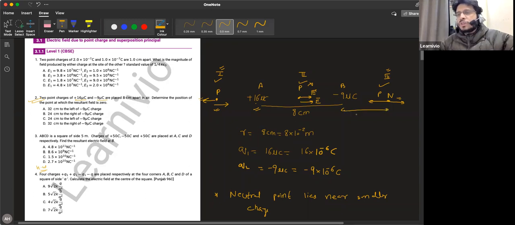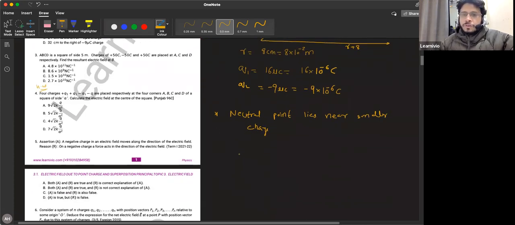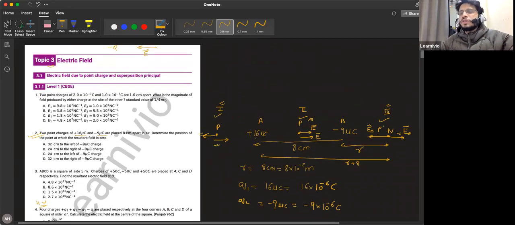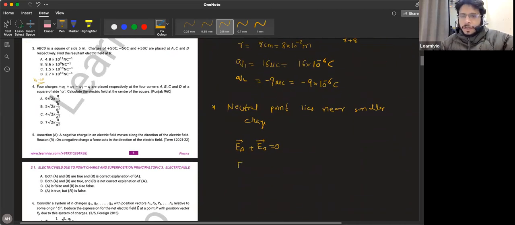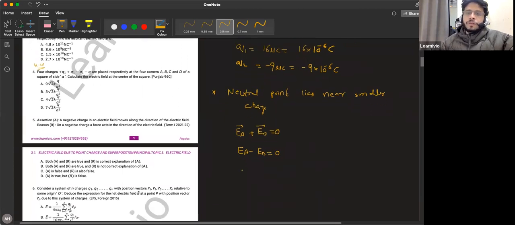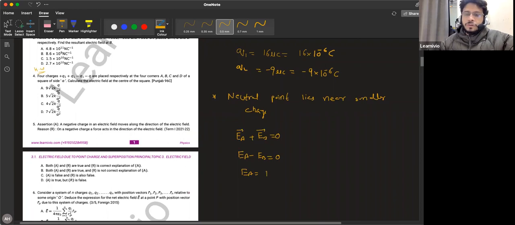Let's call this separation R. Let's call this separation R plus 8. Net field at this point is 0. Due to the charge at A, this is the direction of field. Due to the charge at B, this is the direction of field. So net field is 0. That means field due to charge at A plus field due to charge at B is equal to 0. Since both the fields are acting in opposite directions, they will get subtracted. So EA minus EB will be equal to 0. Then you have EA, which is equal to E.